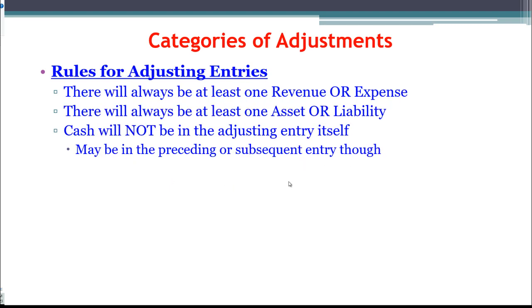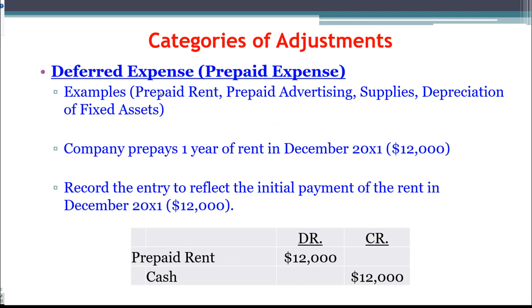So for all four of our different types of adjusting entries, we have a few rules we need to be aware of. First, you always have to have at least one revenue or expense account, and you always have to have at least one asset or liability account. So one income statement account and one balance sheet account, but cash will never be in that adjusting entry. It's going to be in a later or earlier entry, but not in the adjusting entry itself. So let's take a look at a few examples of the deferred expense.